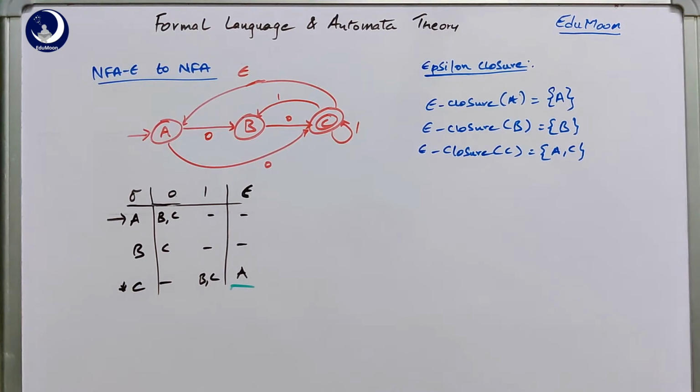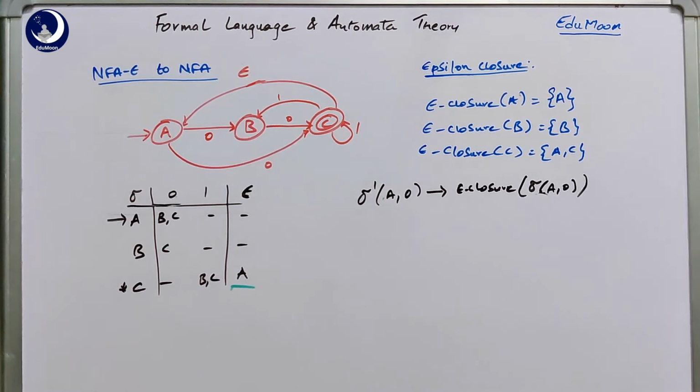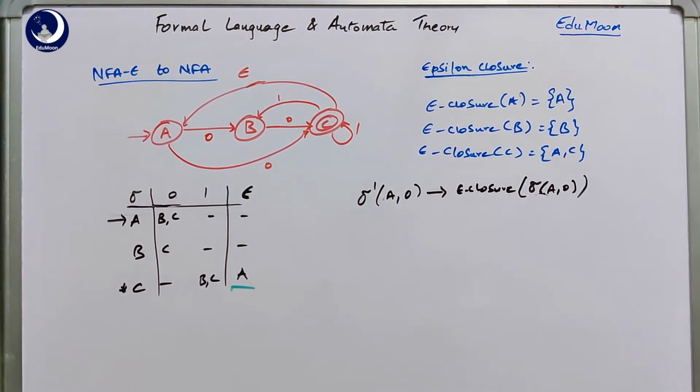Now let us assume that delta dash is the NFA without epsilon moves for the respective NFA with epsilon moves. So we find the delta dash transition for all the states with the respective input symbols. So delta dash of A on 0 will be given as E closure of delta of A comma 0. So we simplify this one in this table. We can directly write it from the table instead of doing all this here. So we just write it in a shortcut way.